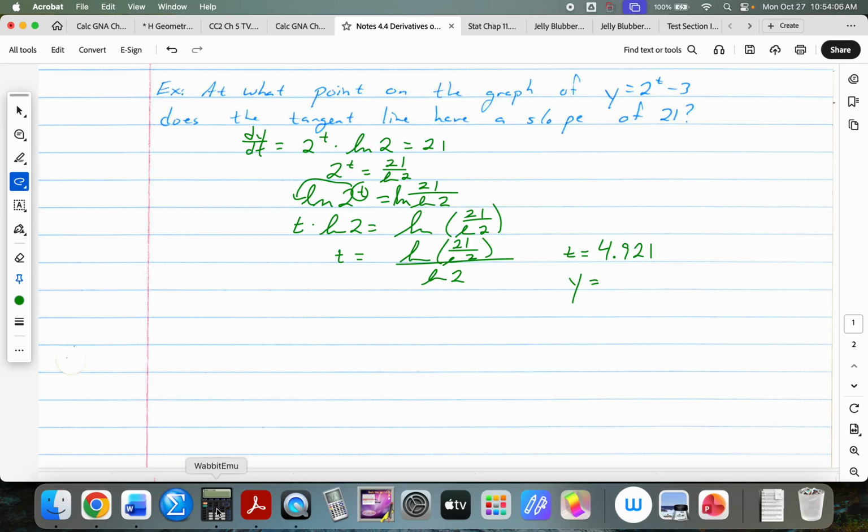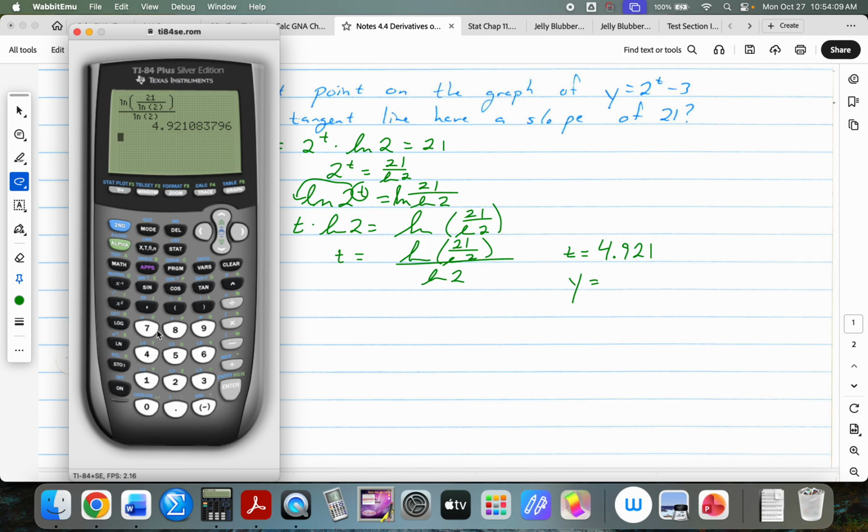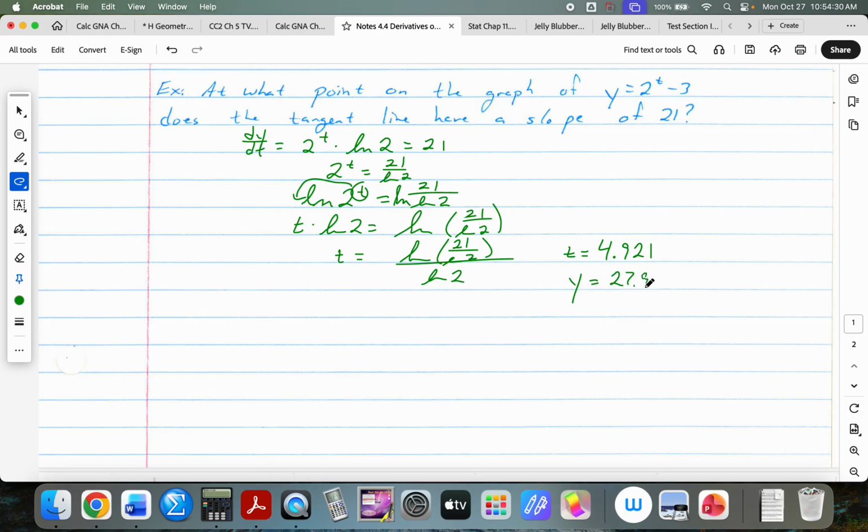So to find the y on my calculator, the y is 2 to the t minus 3, so I'm going to have 2 raised to that answer minus 3. So that's 27.967. Questions about that?